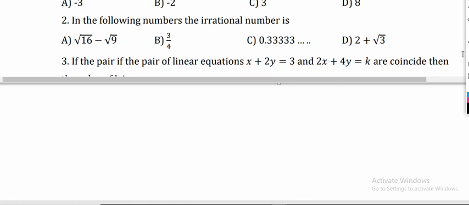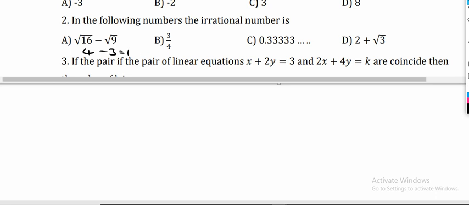Question number 2. In the following numbers, the irrational number is... So you observe here the irrational numbers. In this one, the number which is having the square root, but this has an answer: square root of 16 is 4, square root of 9 is 3, 4 minus 3 is equal to 1. That becomes a rational number.